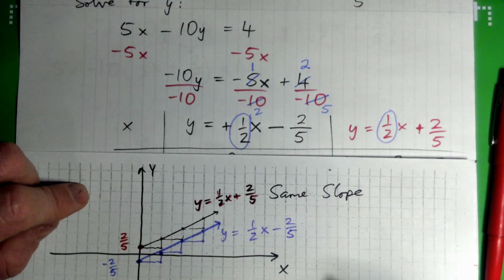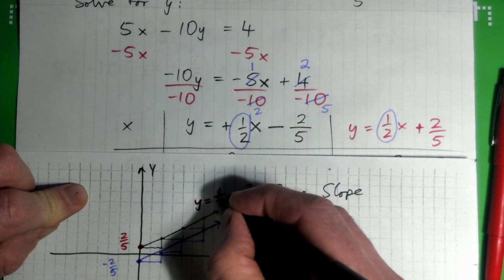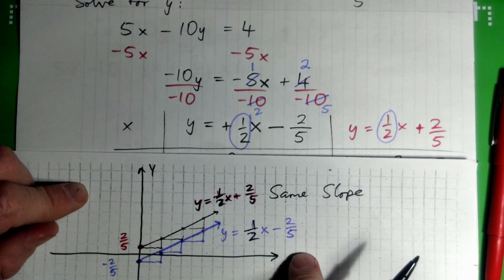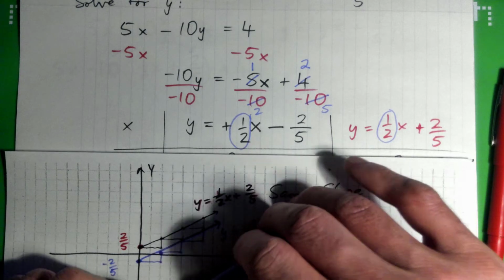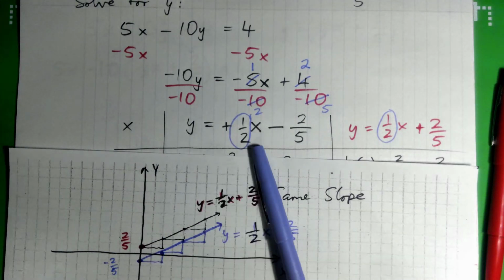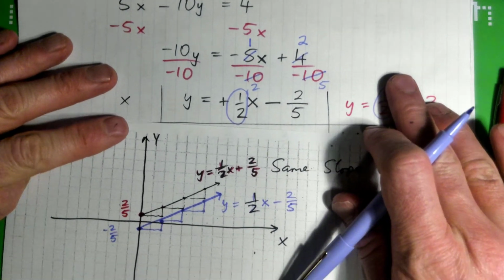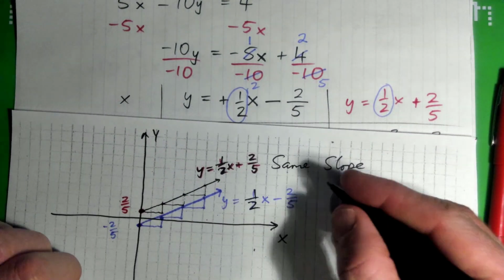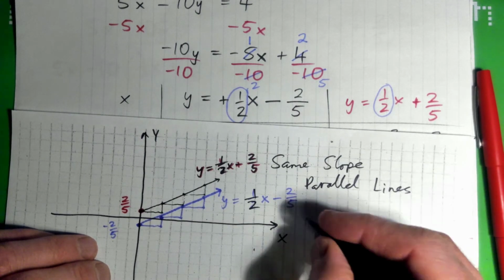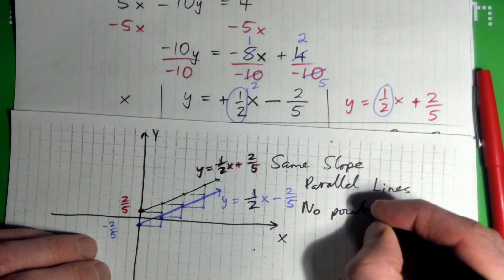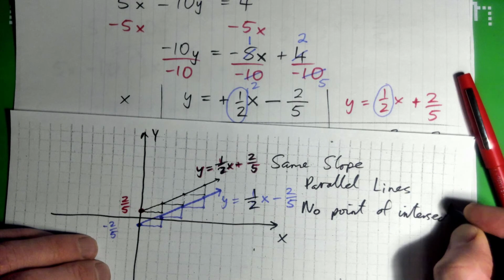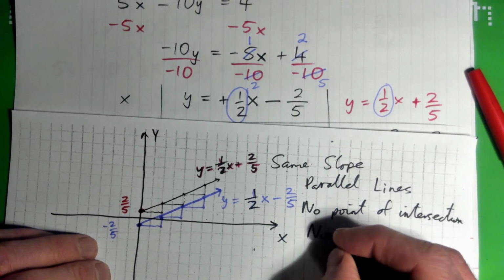The point is they have the same slope. That half is the key to everything. They have the same slope, but they've different intercepts. So they're not on top of each other with infinite points of intersection, correct? They're not the exact same line. They are different, but they do have the same slope, which means they're parallel lines, right? Okay, parallel lines. So no point of intersection, right? So that means no solution.